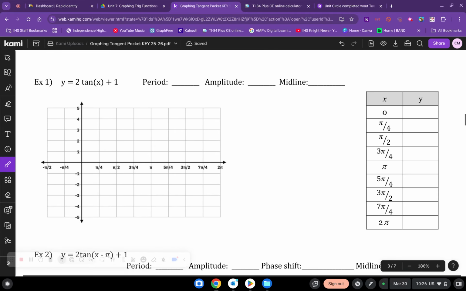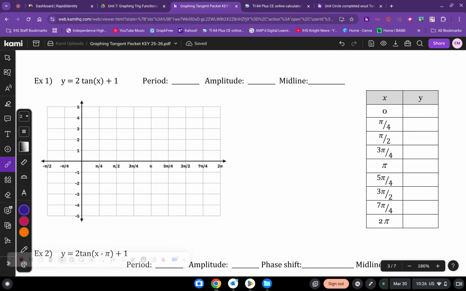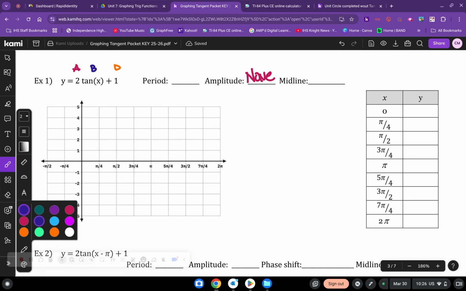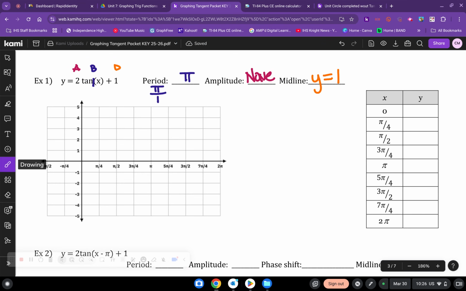Okay, let's go to another example here. I'm going to go ahead and label and fill in the key attributes. I do not have a C, but I do have a D. So even though the A value is 2, the amplitude is still none. Amplitude will always be none for tangent graphs. The period is pi over B, and the B value is 1. The D value is positive 1, so my midline is going to be at y equals 1. All right, let's go to the calculator and type this in.